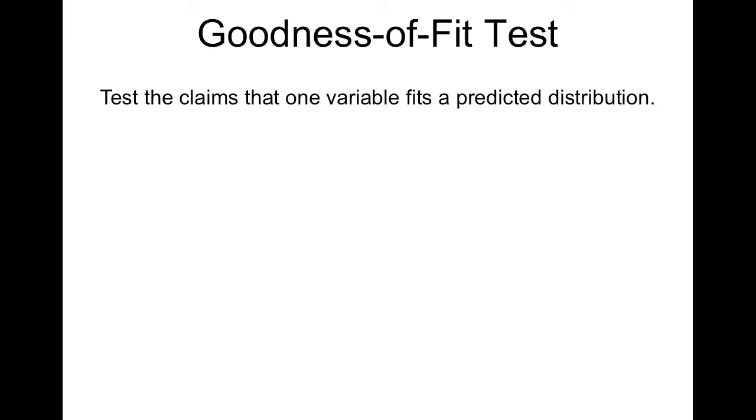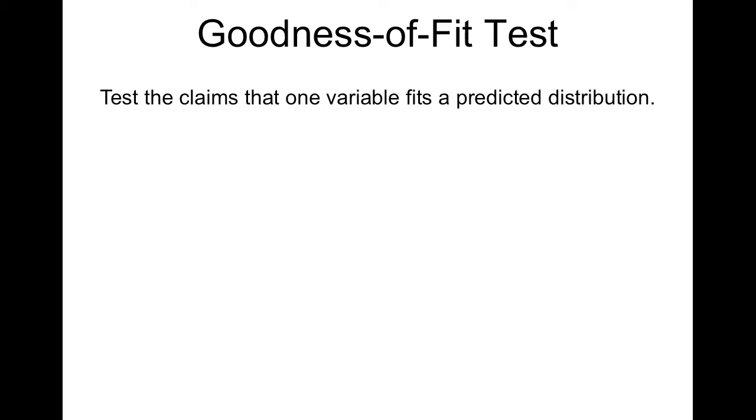Now the goodness of fit test is not going to be a table, it's going to be one sample, and we're just looking at that one variable and seeing if it fits the predicted distribution. So there's only going to be a single list of values here. Just like the contingency table, it's going to be a set of counts, except there's only going to be one variable instead of two variables.